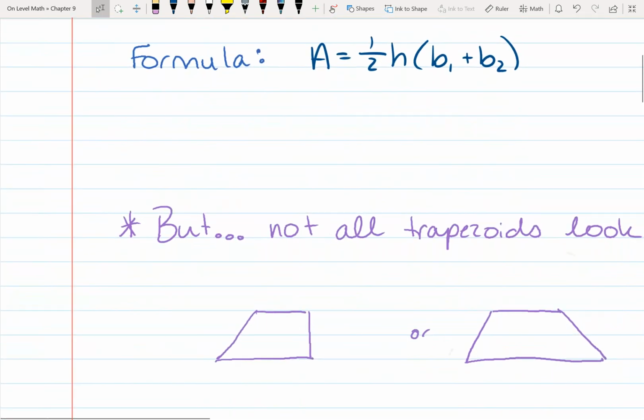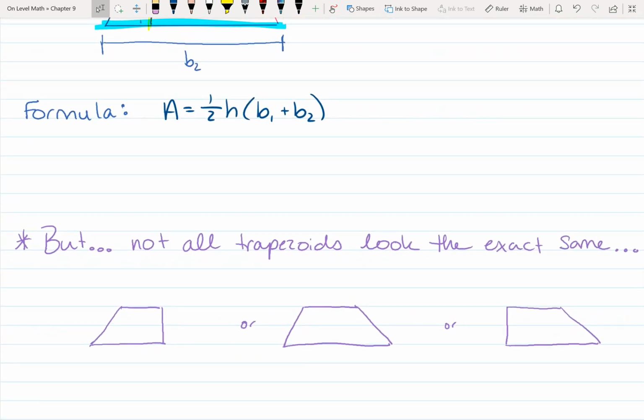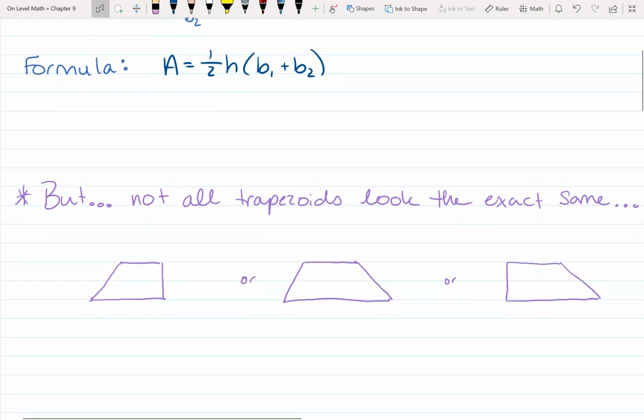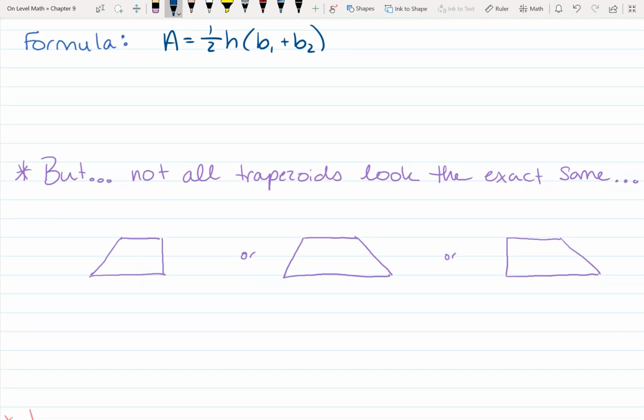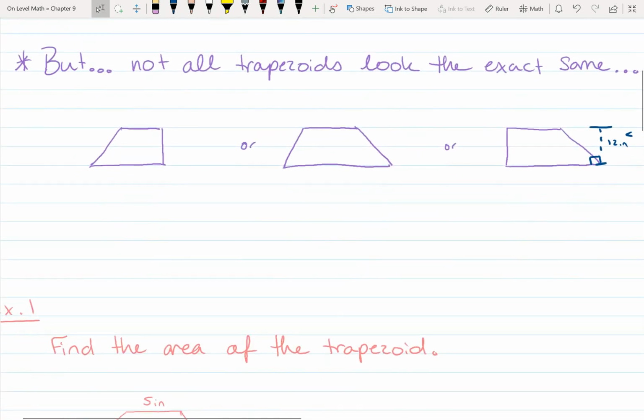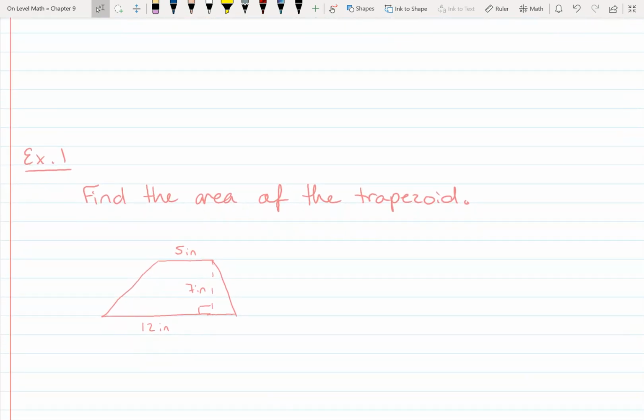As a reminder, though, not all trapezoids look the exact same. They still follow the same guidelines. There's still only one set of parallel sides, but they may look just a little bit different. So keep that in mind. If it looks like the one on the right over here, your height may not be given inside the figure. It might be given out here. It might say 12 inches, and that's fine. So it might look something like that instead of inside the figure. Totally fine.